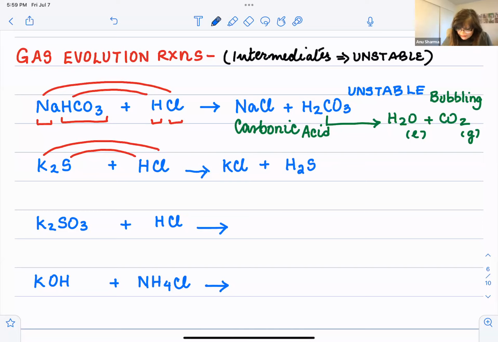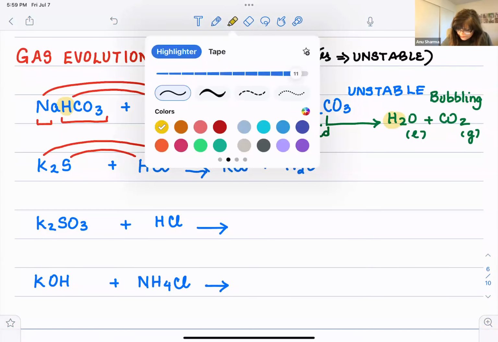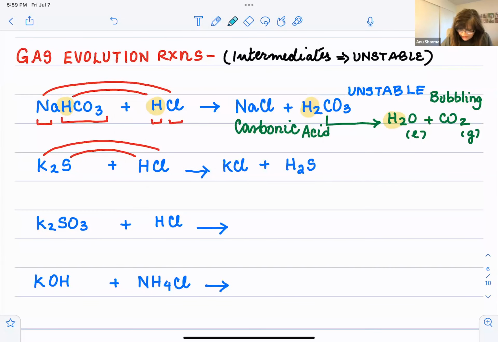Obviously this is not balanced. The first one is balanced. If you look at the first one, two hydrogens and two hydrogens. Carbon dioxide is 3 oxygens: 2 plus 1 is 3 oxygens, and 3 oxygens from here. So that balances. But in this case, we have 2 potassiums and only 1 potassium, so we need to balance the potassium.